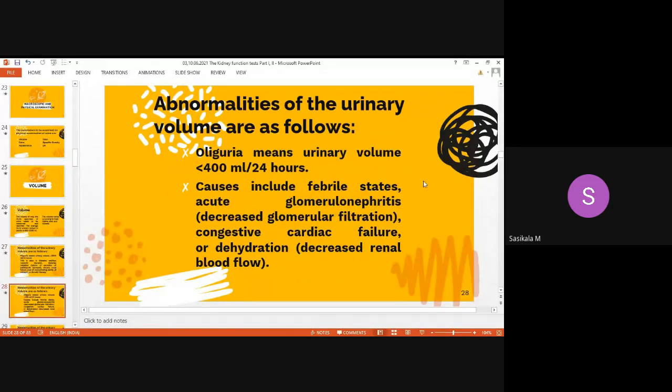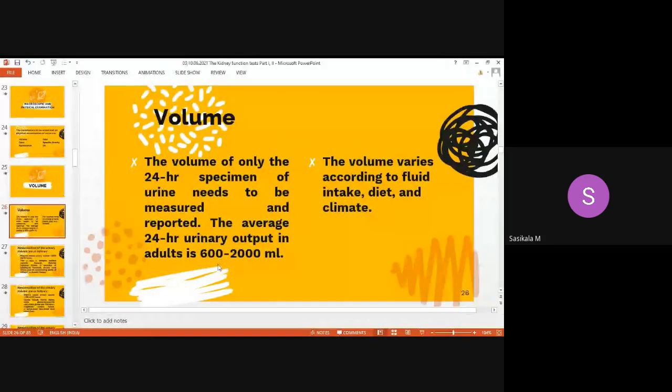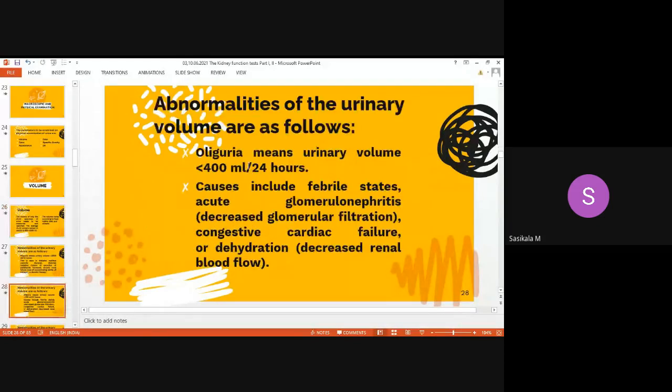And let's see the other indications also. Oliguria. Oliguria means urinary volume will be less than 400 ml per 24 hours. The average is 600 to 2000, so less than 400 in 24 hours indicates oliguria. This condition is called oliguria.